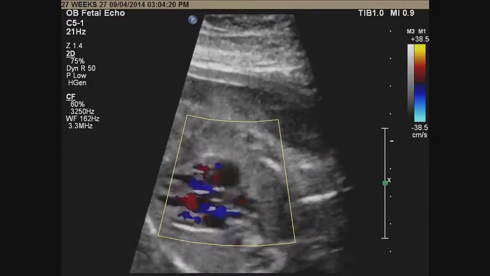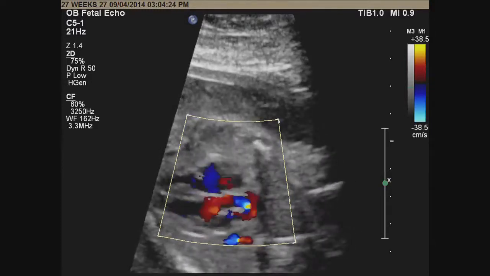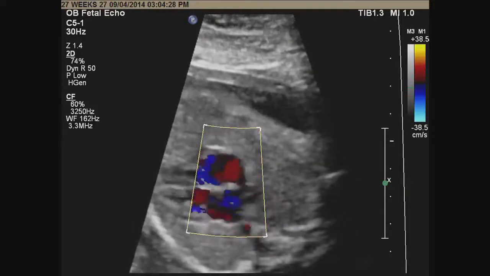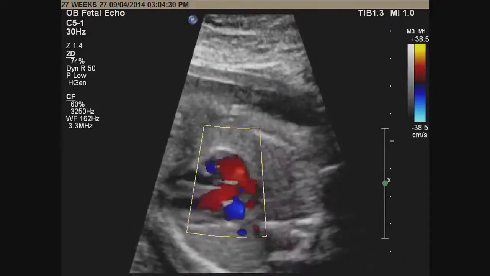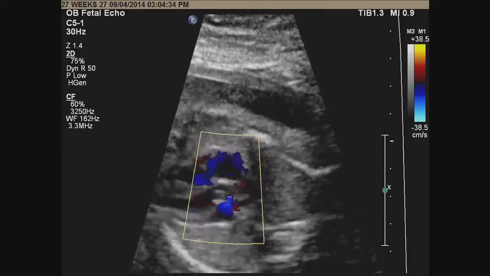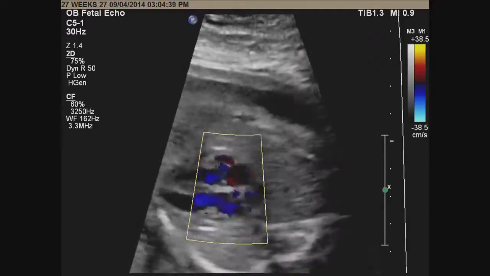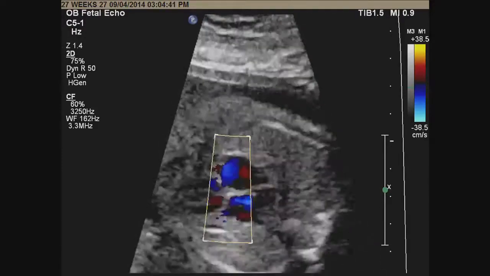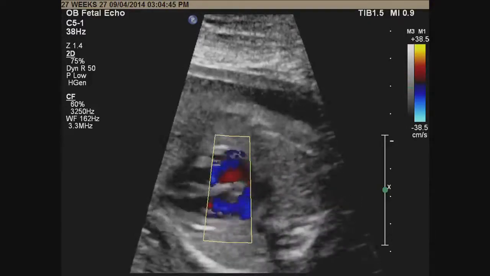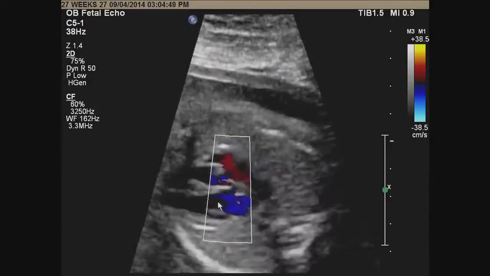Maybe I'll make the color box smaller. That would increase your frame rate. So you see I'm working with a 21 hertz frame rate now. As I reduce, always use the smallest color box possible that you need. That would allow you to keep your frame rate higher. Yeah, that's pretty good. So here you see the ascending aorta, nice laminar flow coming out.